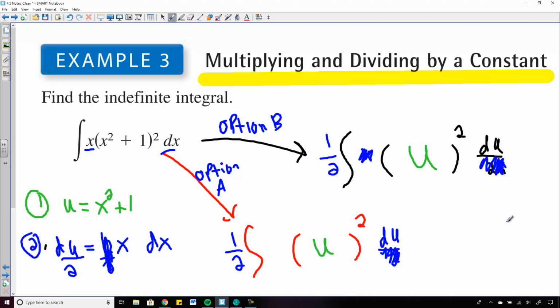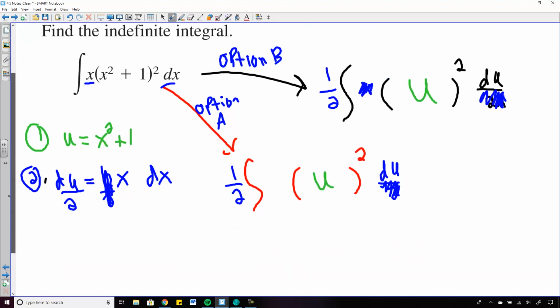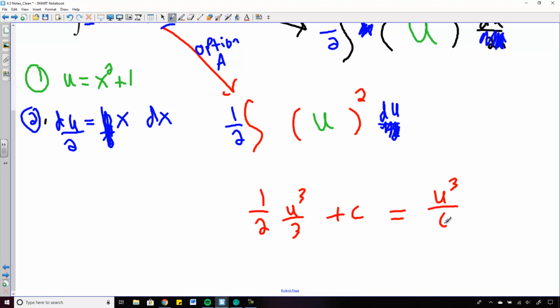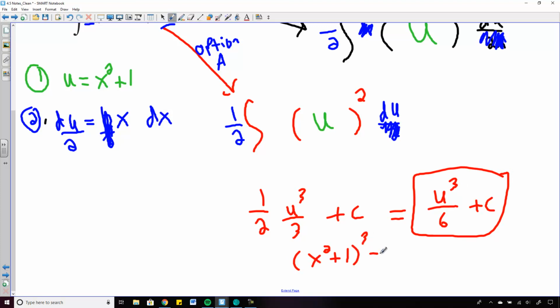So I guess you can do either way, but I prefer option A. So let's antiderive this and pretend it's x. Now we have 1/2 u to the 3rd over 3 plus c, which is equal to u to the 3rd over 6 plus c. So this should be our antiderivative. In x's, it's (x squared plus 1) to the 3rd plus c.